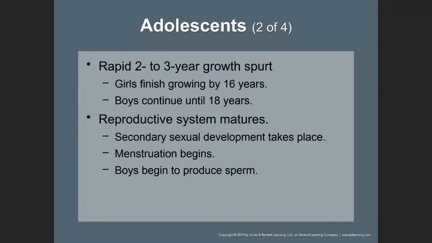There is a rapid 2 to 3 year growth spurt. Girls finish growing at 16 years of age. For the boys, it's going to be at 18 years of age. The reproductive system matures. There's secondary sexual development. Menstruation begins in the females or girls, and the boys are able to produce sperm at this stage.